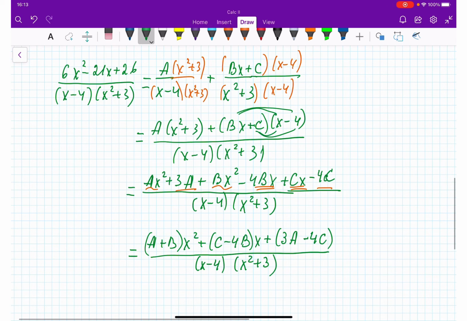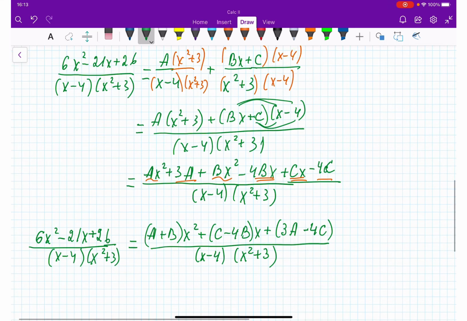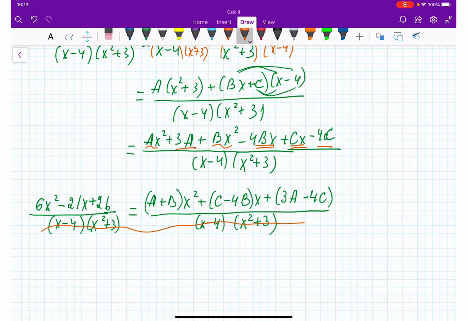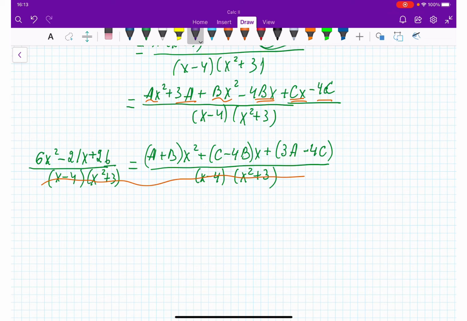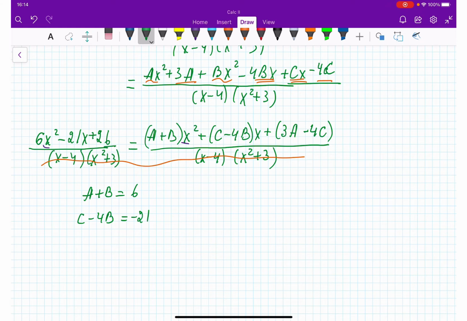Okay, so let's set it equal to the original problem, which is (6x² − 21x + 26) divided by (x − 4)(x² + 3). The denominator is the same, so I'm throwing it out the window, and let's compare. For the coefficient of x² on both sides, A + B equals 6. Next, the coefficient of x: on the left side I have −21, and on the right side I have C − 4B. For the free term, on the left side I have 26, and on the right side I have 3A − 4C.